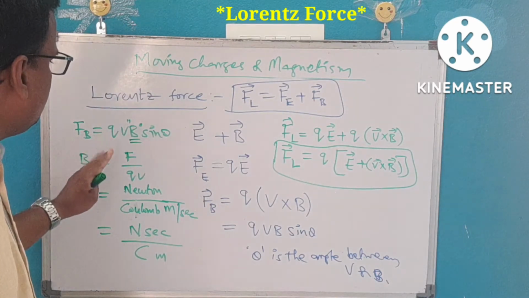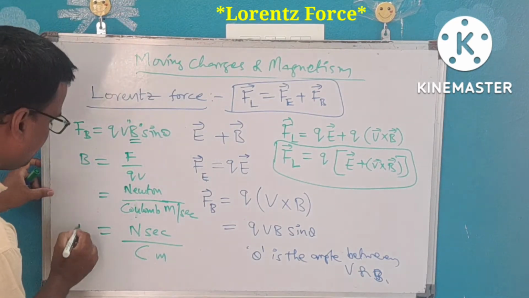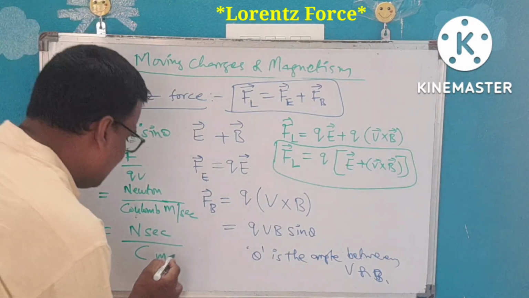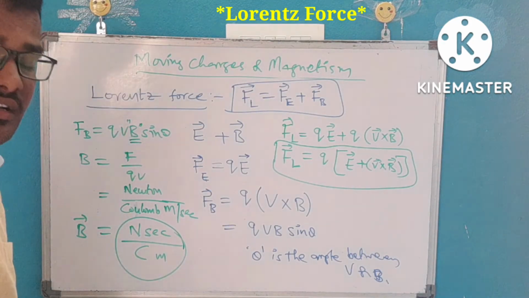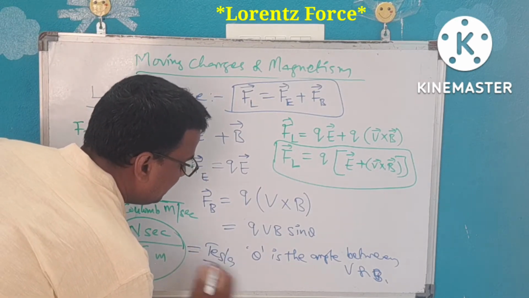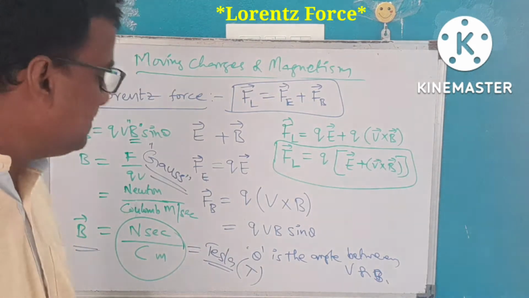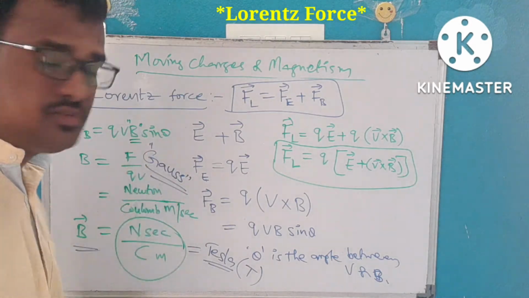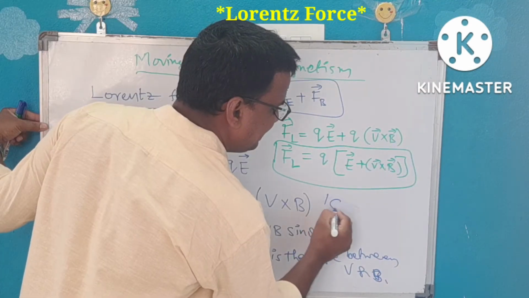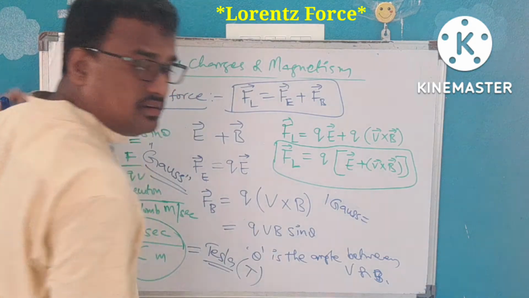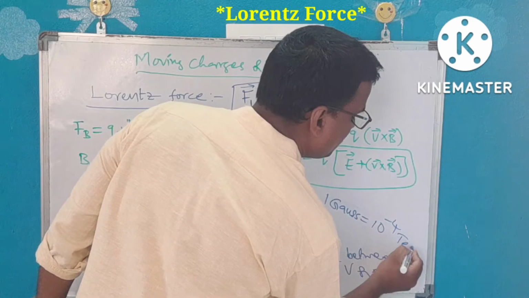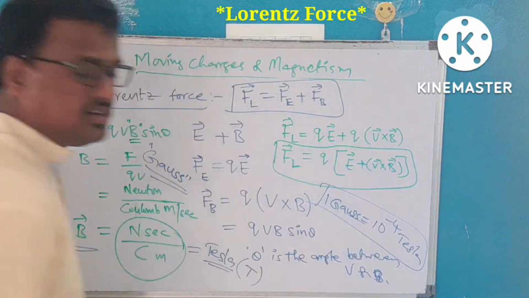So it is the unit for magnetic field, derived from the magnetic force equation. But this total term can be represented as a Tesla. The SI unit for magnetic field is Tesla, and the CGS unit for magnetic field is Gauss. Here one Gauss is equal to 10 to the power of minus 4 Tesla. So this is the relation between Gauss and Tesla.